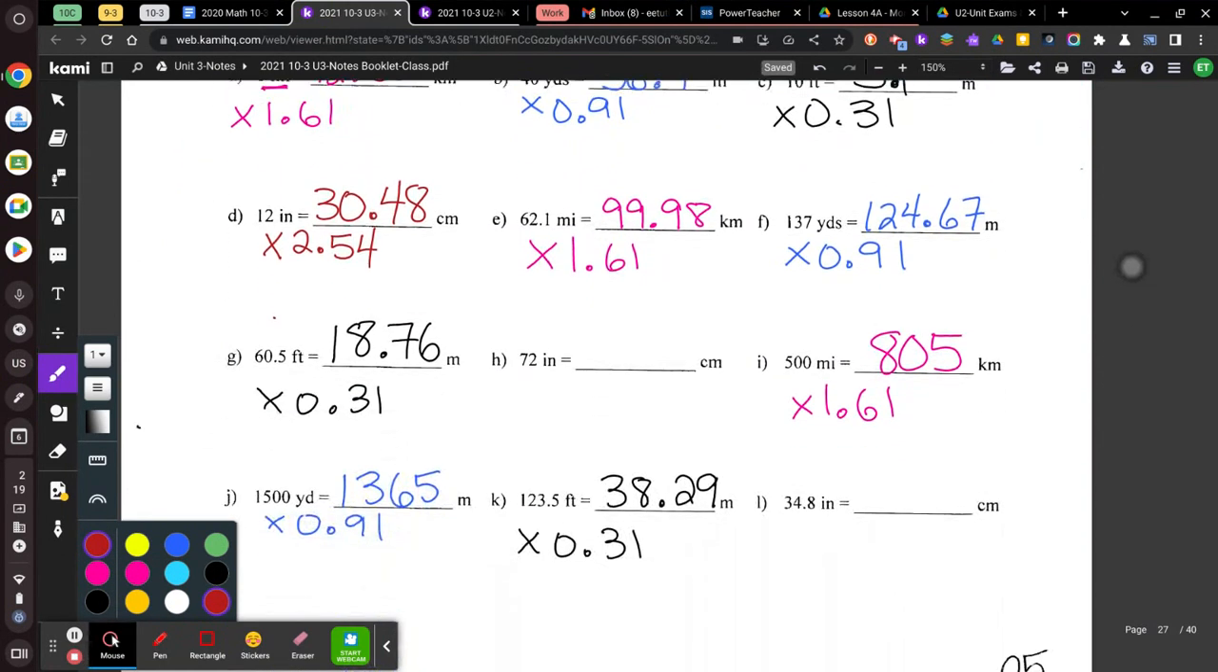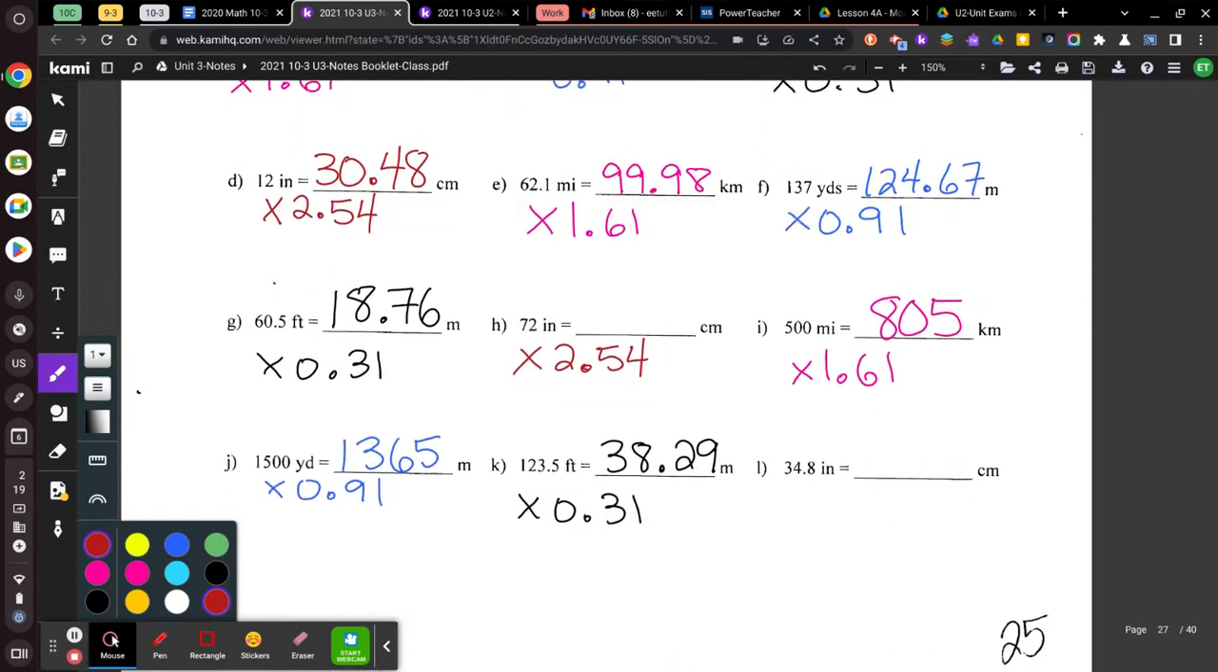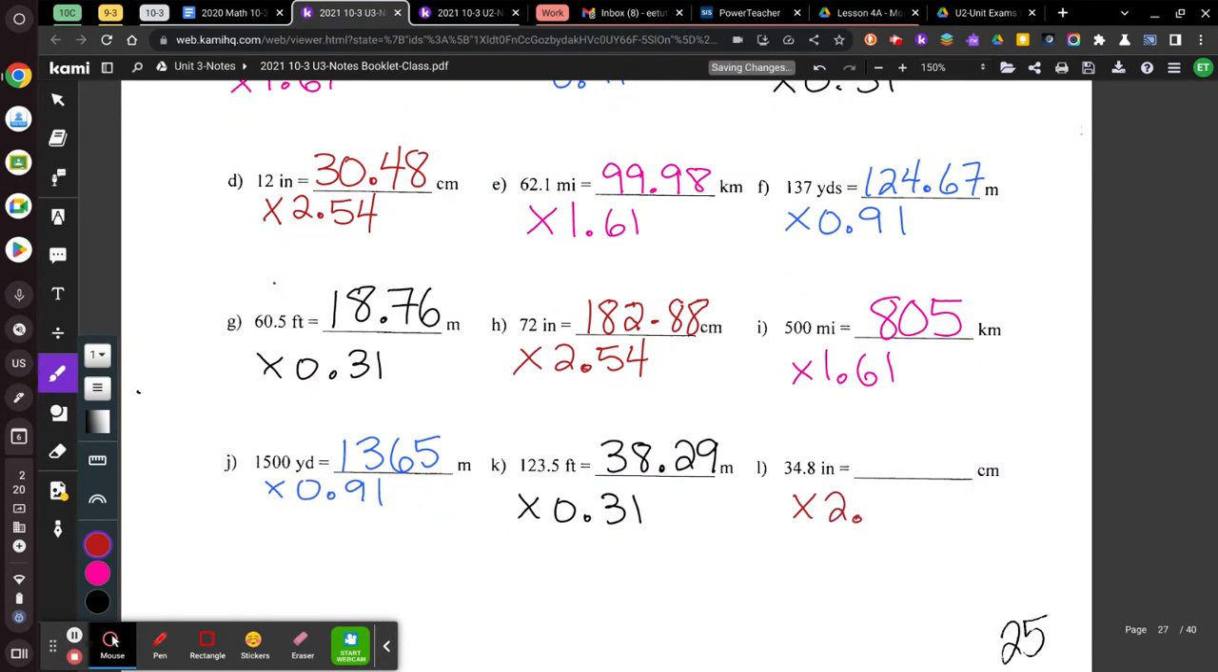Finding the next questions from inch to centimeter times by 2.54, giving us 182. Okay, now we've got our last one here, inch to centimeters. Letter H, we were finishing 182.88. And now last question, timesing by 2.54 to give us 88.39.